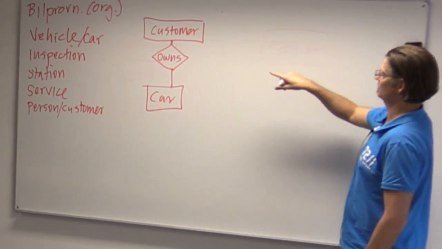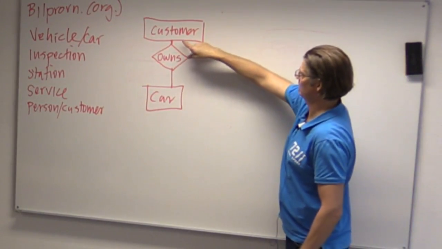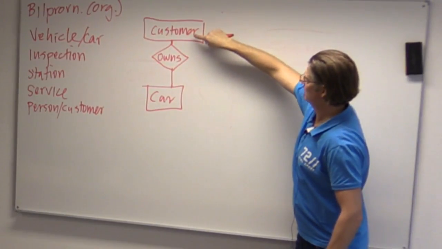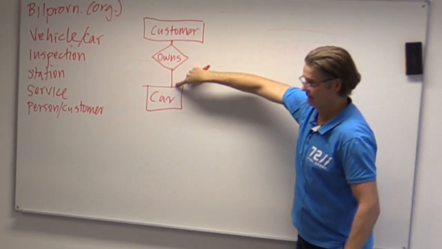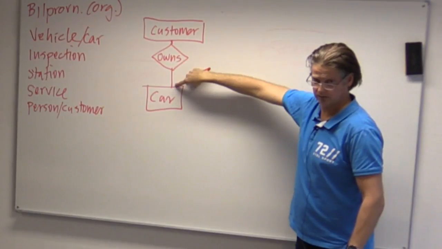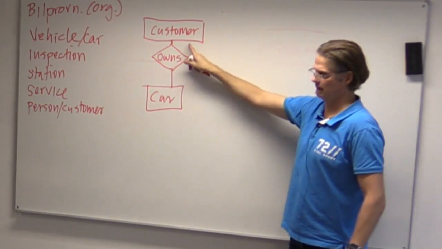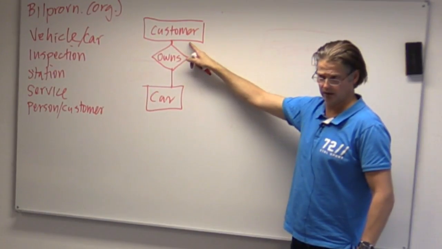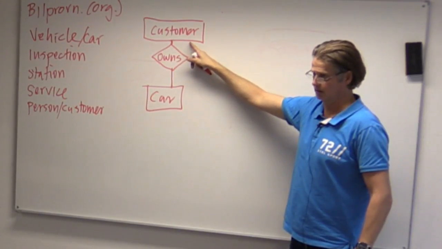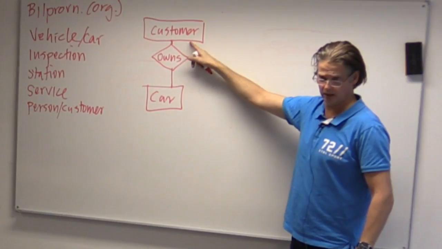And let's just have a short look at this relationship here. A customer owns 0 or more cars. All right, that's fine. That's okay. A car can be owned by 0 or more customers. No. It can only have just one owner.